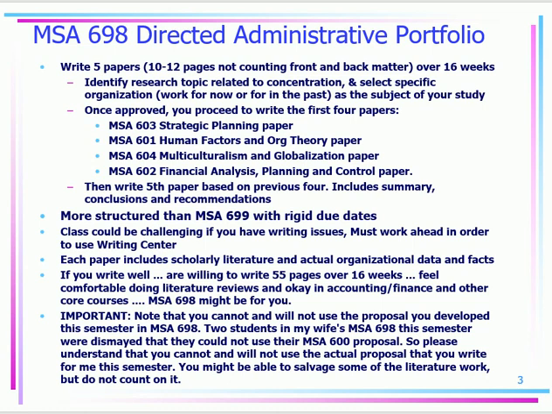If you write well, you're willing to write 55 pages or so over 16 weeks. You feel comfortable doing literature, and you feel comfortable enough to do the accounting and finance, which you learned in MSA601, you should not have a problem. You should jump into 698.